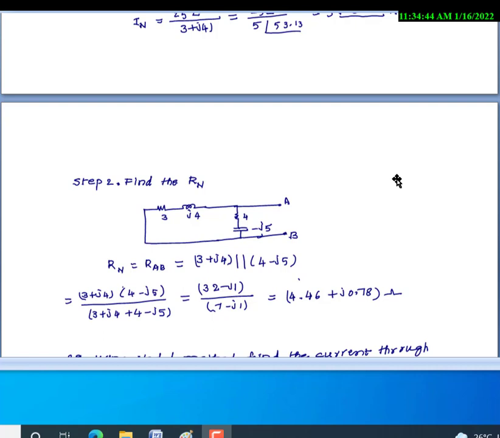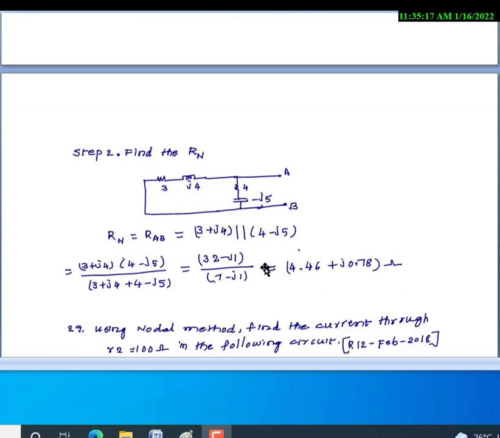Now, the next step is calculation of the Norton's resistance. For getting the Norton's resistance, short circuit the voltage source, then redraw the circuit by opening the terminals A and B like this. Then we see here 3 plus J4 in parallel with 4 minus J5. That will become the Norton's equivalent impedance. So we write like this: 3 plus J4 in parallel with 4 minus J5.